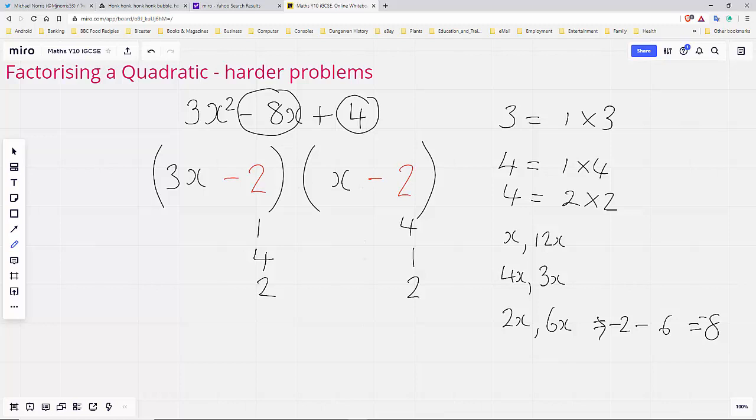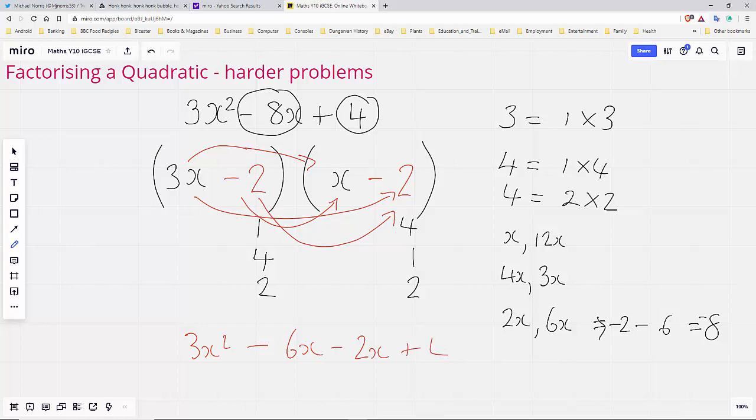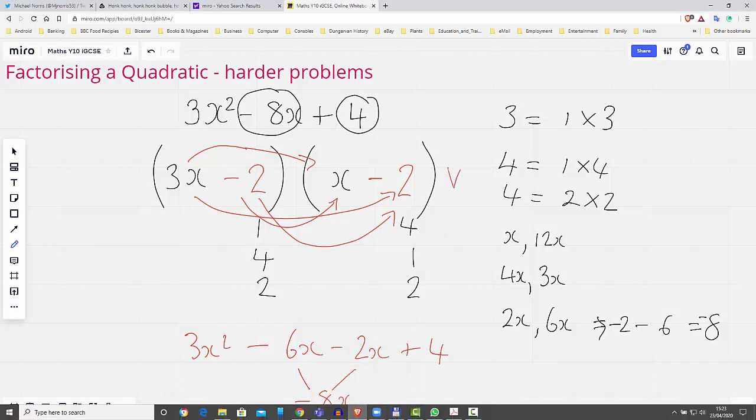Now we ought to double check this by multiplying out, so we'll take the 3x times the x to give me 3x squared. We'll take the 3x times the minus 2 to give me minus 6x. The minus 2 times the x will give me minus 2x. And then the minus 2 times the minus 2, minus times a minus is a plus, I'll get the 4. And these two terms will come together to give me the minus 8x I need. So this is indeed a solution.